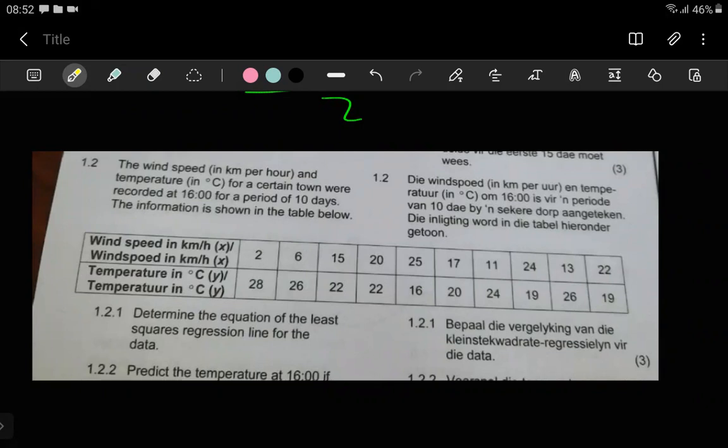But then that's the question. What's the main question? From the top. The wind speed in kilometers per hour and temperature in degrees Celsius for a certain town were recorded at 4 o'clock for a period of 10 days. The information is shown in the table below. Then determine the equation of the least squares regression line for the data.